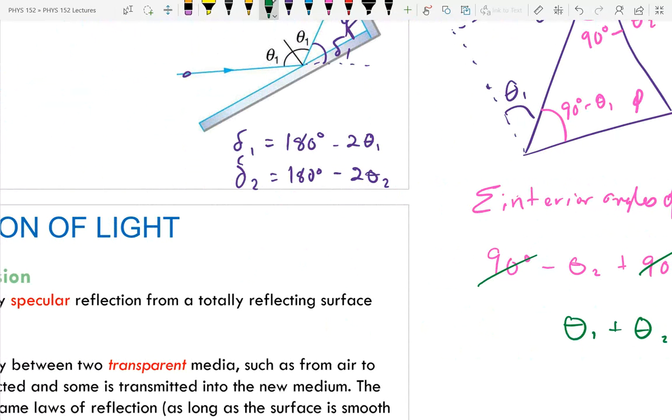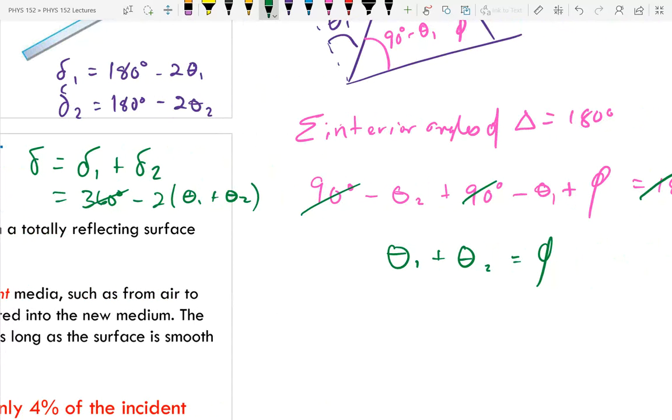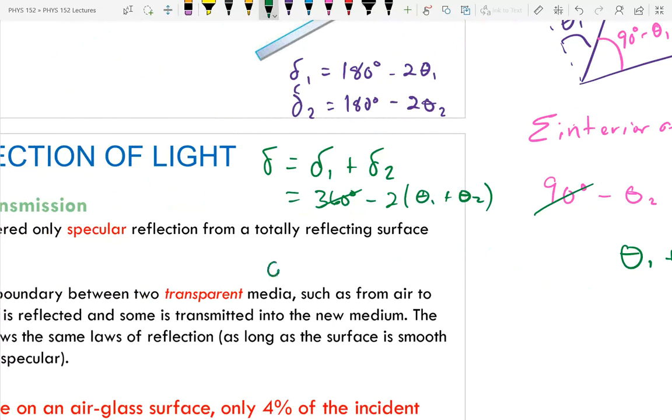So now I come over here, the total deviation is equal to deviation 1 plus deviation 2, which is equal to 360 degrees minus 2 times theta 1 plus theta 2. Well, 360 degrees is no deviation, right? Because that's just back to where he started. So this 360 degrees I can cross out because that is no deviation. And my total deviation is minus 2 times theta 1 plus theta 2. But theta 1 plus theta 2 is phi. So my total deviation is minus 2 phi.